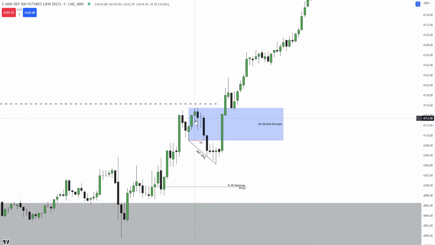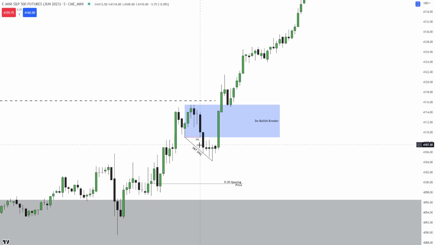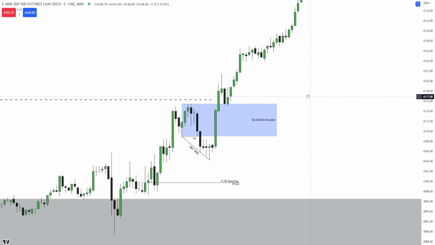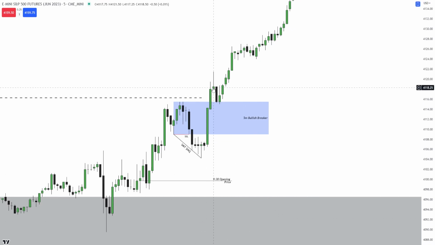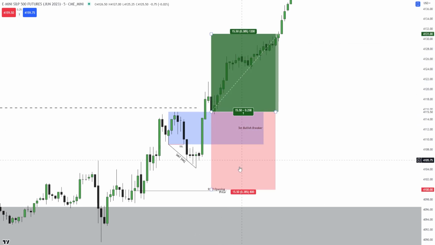So price aggressively trades through, shifts structure. You have an SMT at the lows. So that's one reason here, SMT. You have 2 reasons here, you have strong displacement, right? 3 would be this bullish breaker. 4 would be these fair value gaps in here. So you can see price trades back into the breaker. This would be your trade idea.